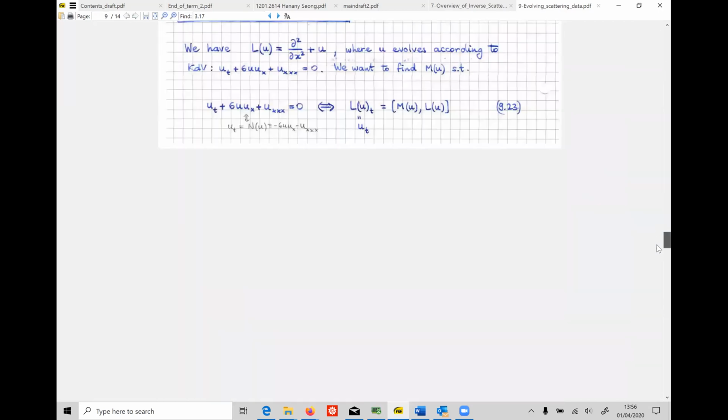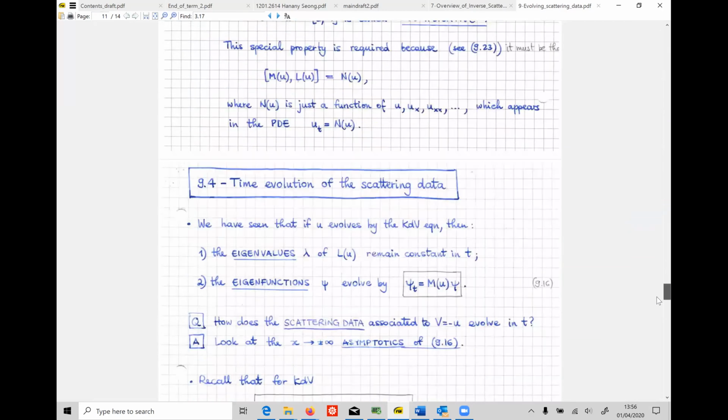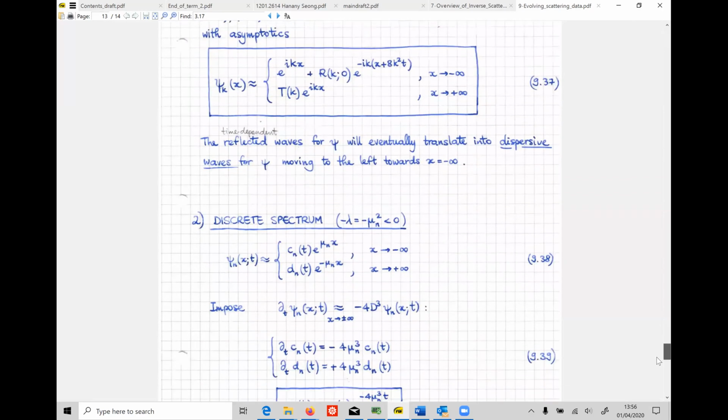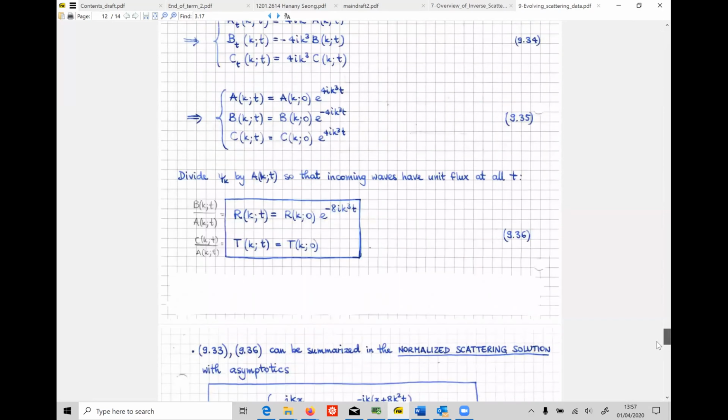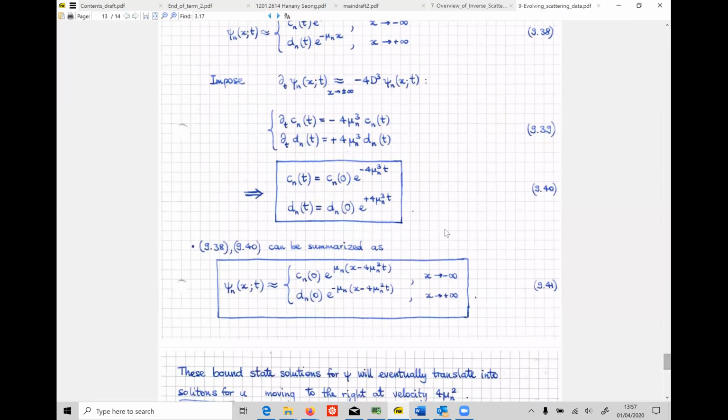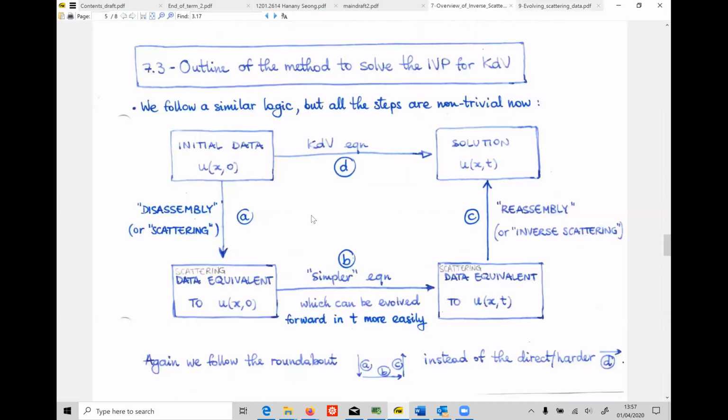And so we found, in particular, the time evolution, say, of the reflection and transmission coefficients as in equation 9.36, and of the coefficients Cn and Dn for the bound state solutions. So that solves part B of the problem, which was the time evolution of the scattering data.